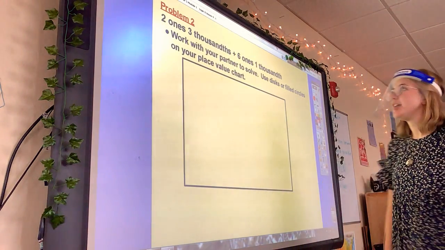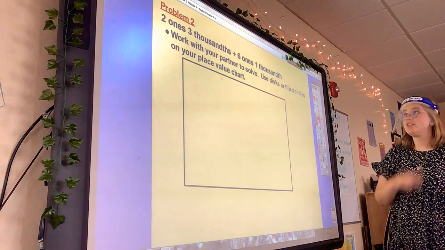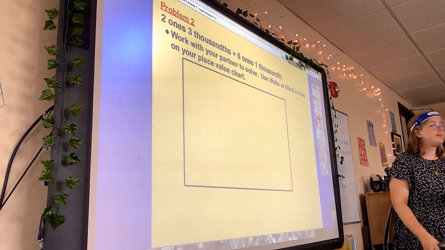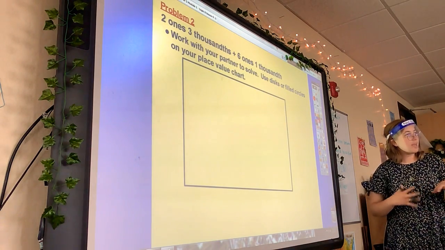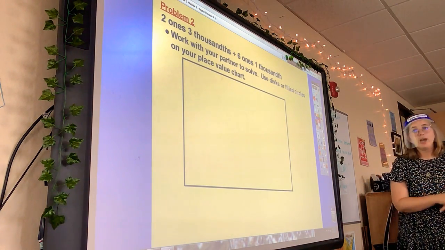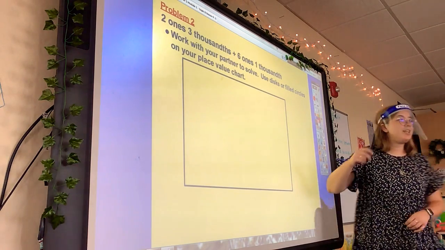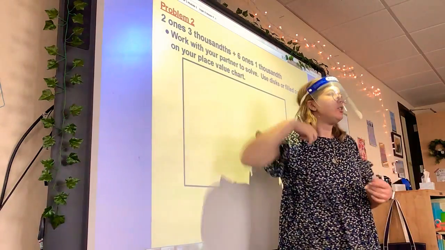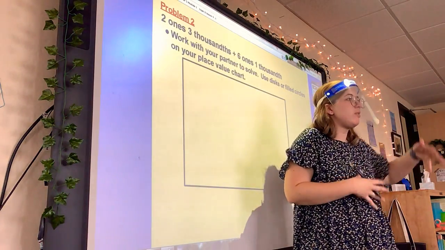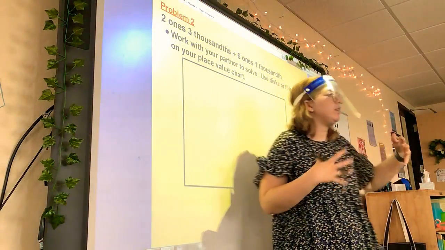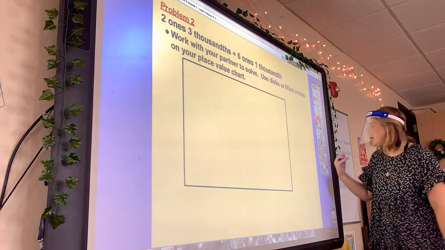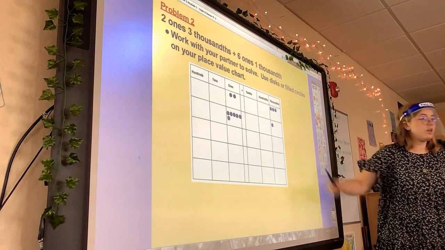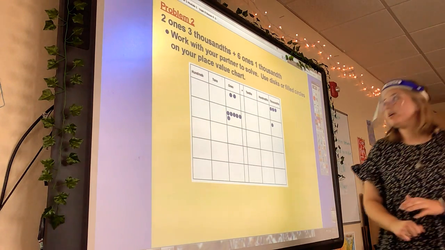Okay, cool. Moving on. So, here we have 2 ones, 3 thousandths, plus 6 ones, and 1 thousandth. So now we're working with multiple place values, multiple units. When you hear me say units, that's a way that I'm talking about the different place values. So ones is a unit, thousandths is a unit, thousand is a unit, right? Just know that for vocab. Then go ahead and mimic this on your whiteboard.